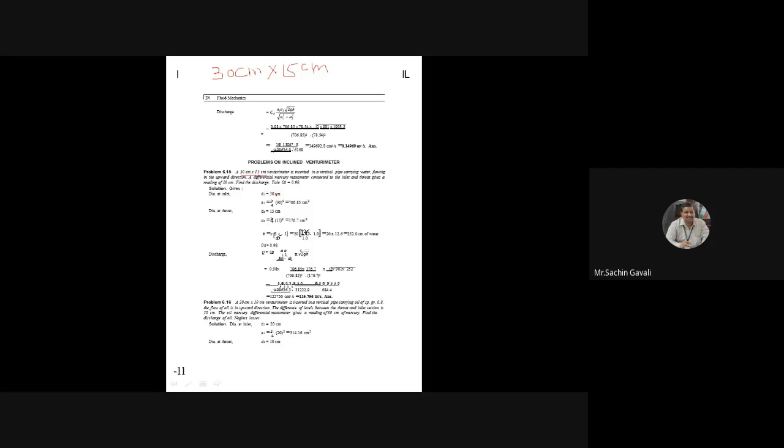D1 is given as 0.3 meter. D2 is given as 0.15. Accordingly, we can calculate A1 and A2 from the diameters. Then the venturimeter is inserted in a vertical pipeline carrying water flowing in the upward direction with a differential mercury manometer. Whether the venturimeter is vertical, inclined or horizontal, the formula remains the same.